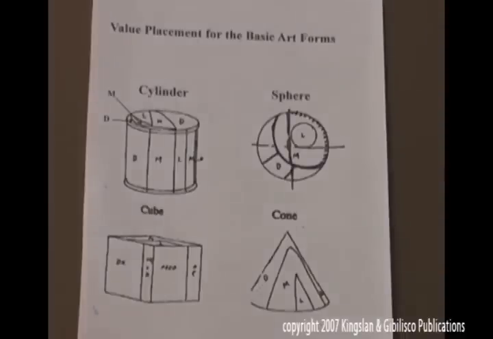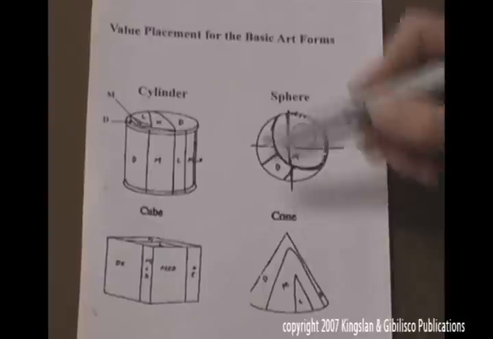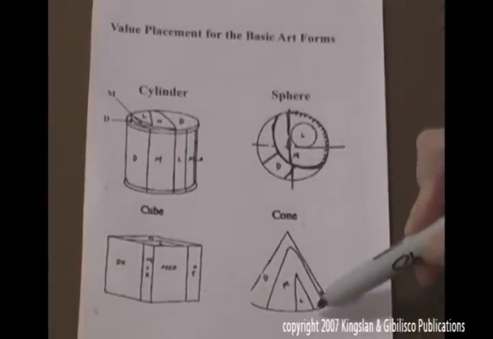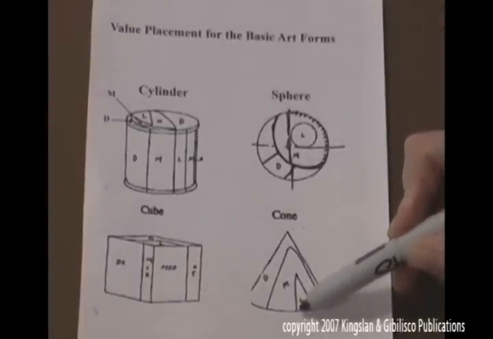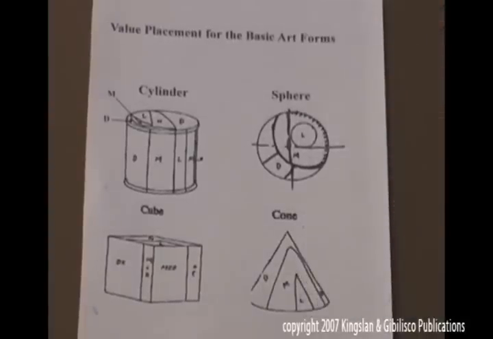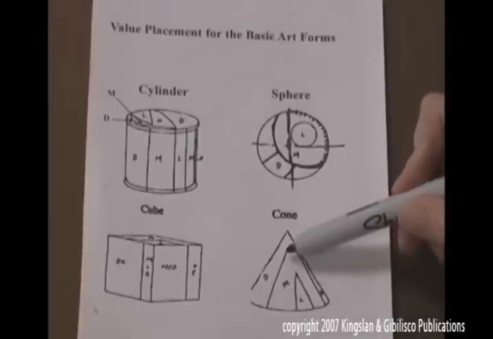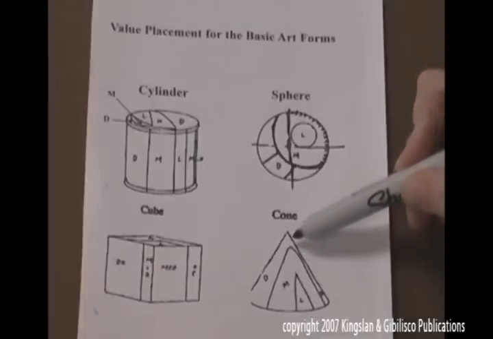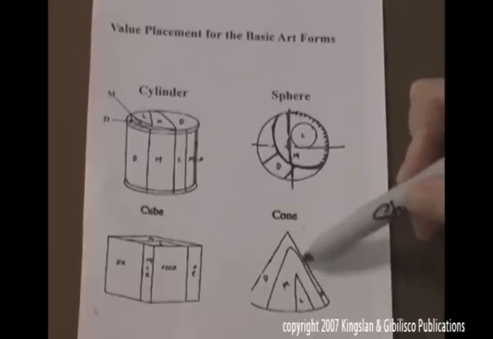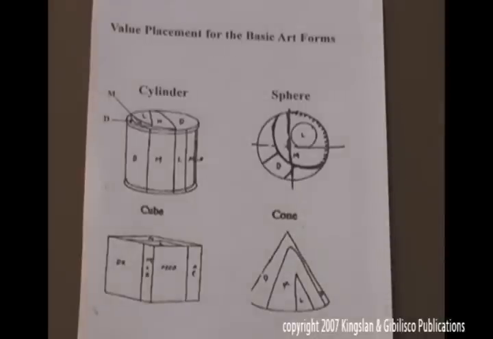Let's look at the cone. The cone and the cylinder are quite similar, but again, notice that on the cone, the light value takes on the shape of the cone, and then we have a dark value that goes all the way up the left side, because that's the side that's away from the light, and then again, this right side is a receding edge, and that has to be darker because it's moving away from us. Then the balance is your medium value.